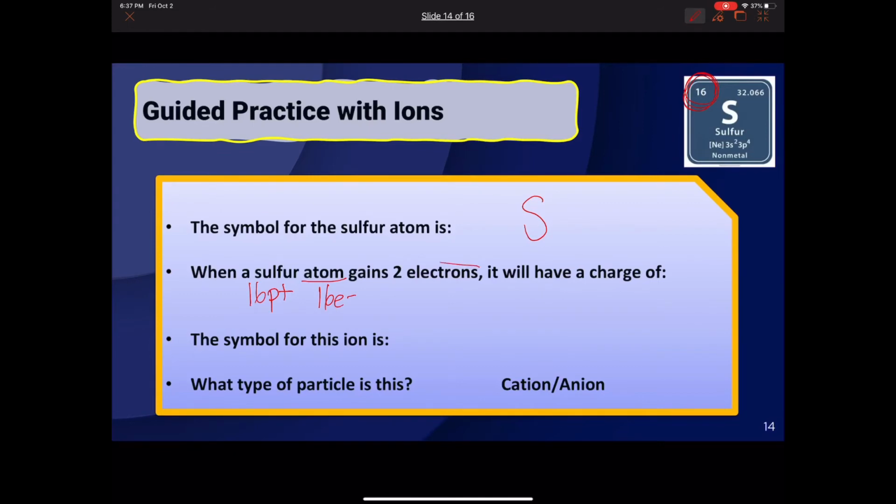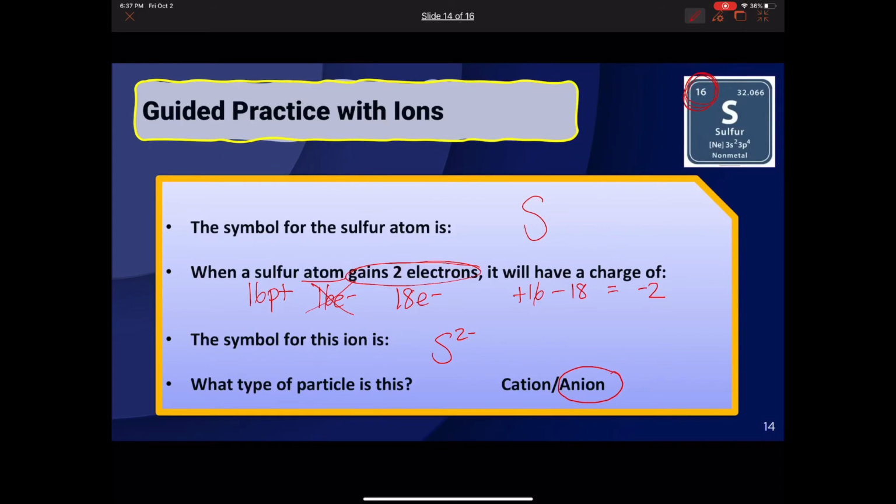But because it says that it will gain 2 electrons, we know now that it'll have 18 electrons. So positive 16 minus 18 equals -2. So the resulting ion for sulfur will be capital S 2-. This negative charge means that sulfur will form an anion after gaining electrons.